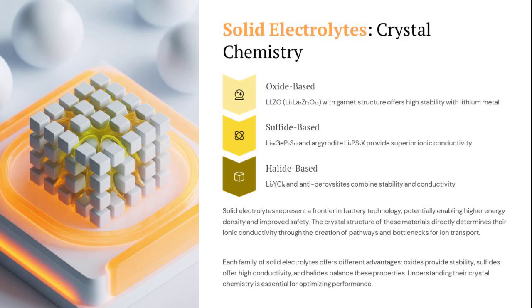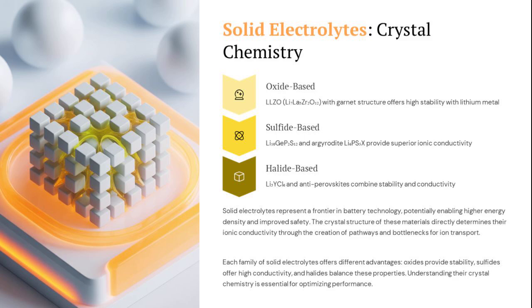In Li6PS5Cl, for example, the chloride ions occupy specific sites in the sulfur sublattice, modifying the lithium-ion potential energy landscape to reduce migration barriers. The higher conductivities of sulfide electrolytes compared to oxides can be attributed to the more polarizable nature of sulfur compared to oxygen, resulting in weaker interactions with lithium ions. However, sulfides typically have narrower electrochemical stability windows and are sensitive to moisture and air.